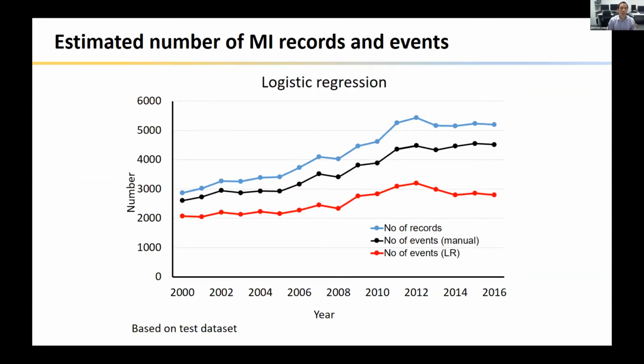On the other hand, logistic regression produced inferior results. There was an undercount of the number of MI events as shown as the red line here.